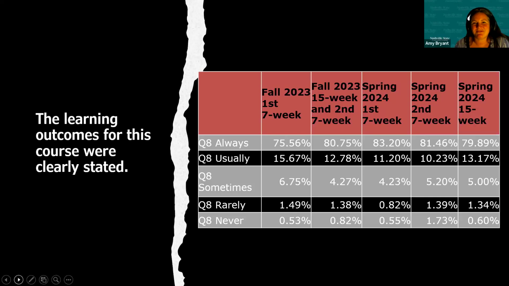The learning outcomes for this course were clearly stated. Always came in strong there again, 75.56 up to 83.2%, depending on semester. I think it's important to note never. Less than 2% across the board, with only one semester, that for second 7 week, having a 1.73, all the others show less than 1% of students stated that.